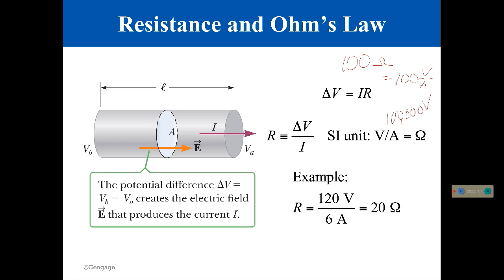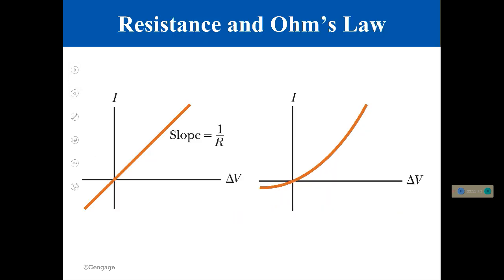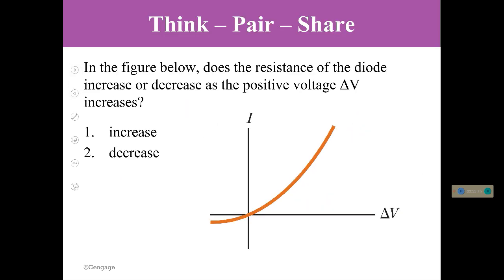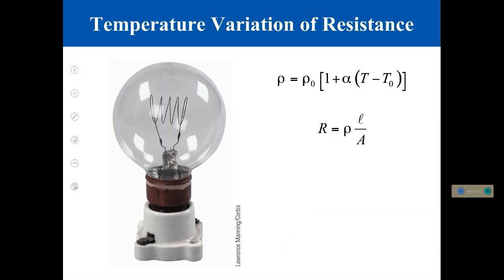There you go. You got a 120 volt battery, okay? You want 6 amps. There's 20 ohms in that particular case. Yeah, we'll talk about that in the actual lab. Don't want to talk about that yet.